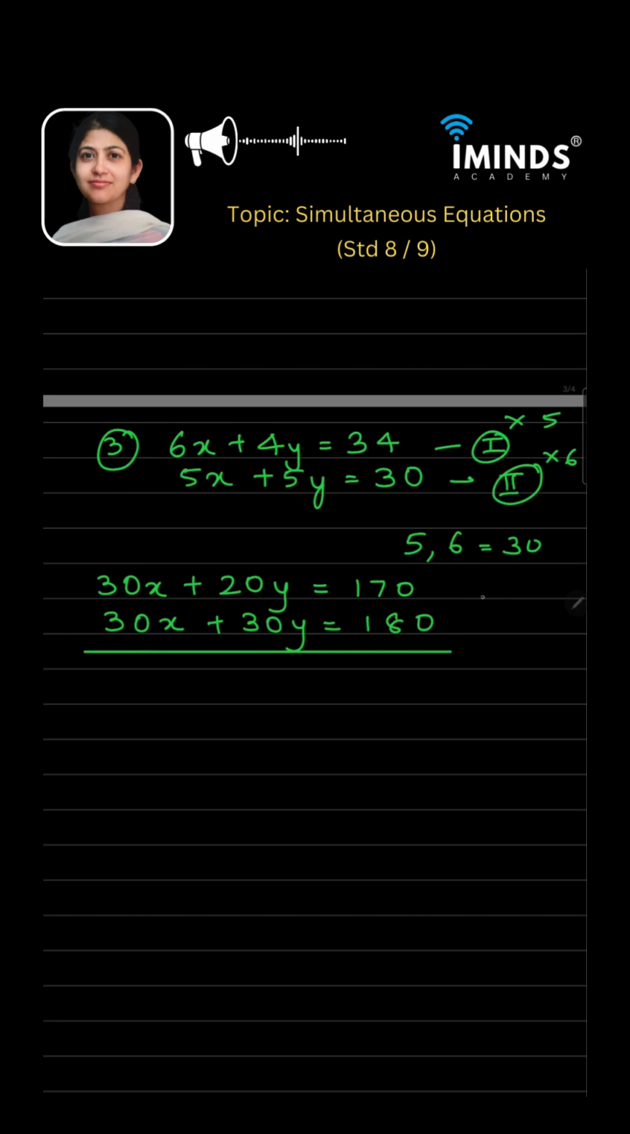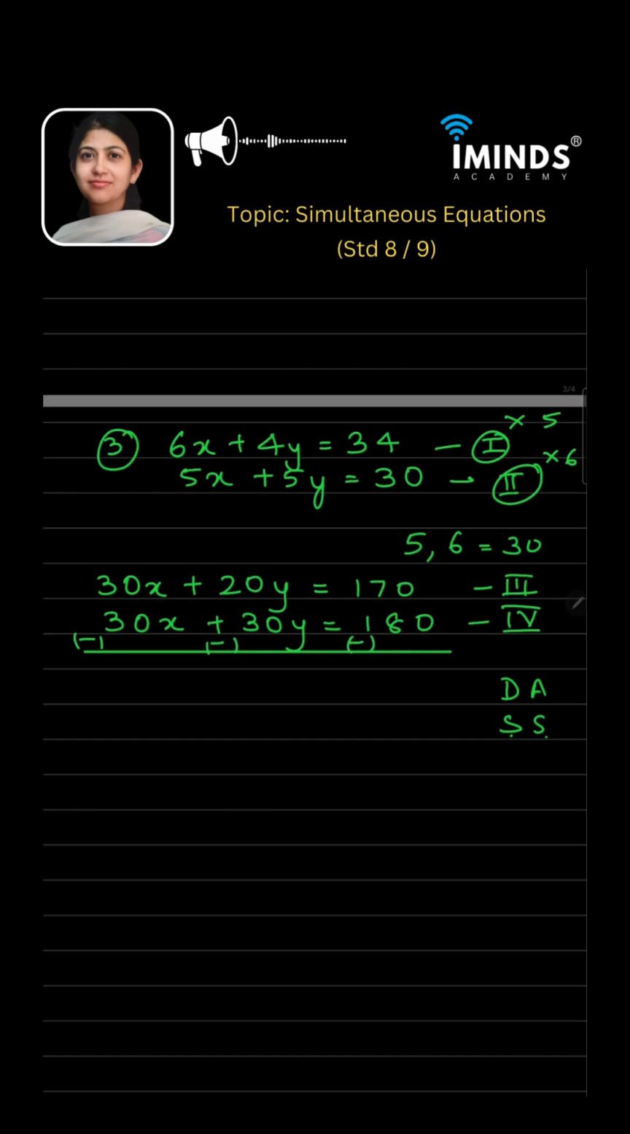ये हमारा थर्ड और फोर्थ इक्वेशन आ गया. ठीक है. Now what we observe? Now the coefficients are same for x. Correct? And what is the sign? Sign is also same. Addition. अगर sign same होगा तो हमको क्या करना है? Same sign तो हमको subtract करना है ना? So what we will do? Subtract minus.